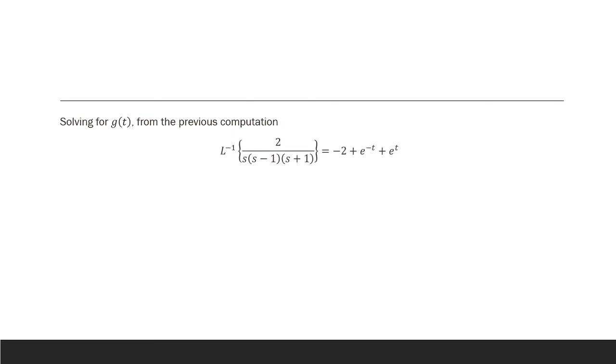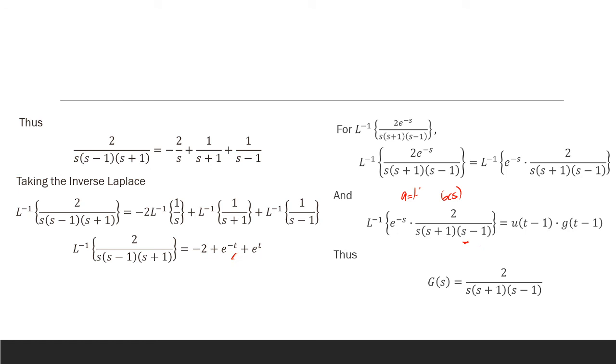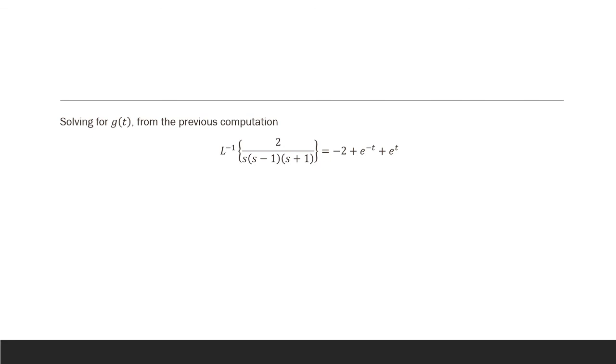So, solving for g of t, from the previous computation, di na natin kailangan isolve, no? Kasi, take note, this is exactly the same na g of s. So, therefore, ang inverse Laplace natin ng g of s na to, g of t natin is also this one. From the previous equation, our g of t will be negative 2 plus e raised to negative t plus e raised to t.